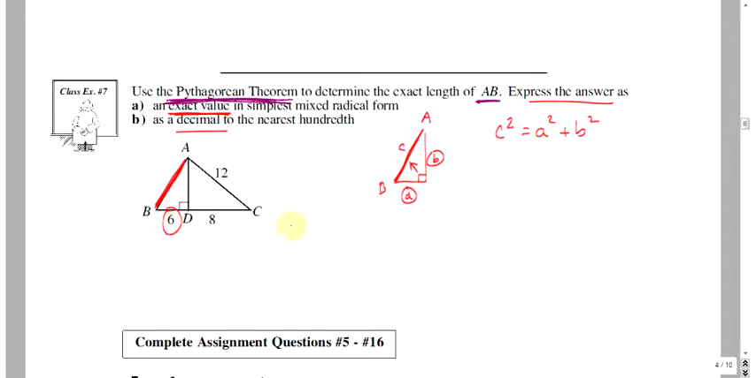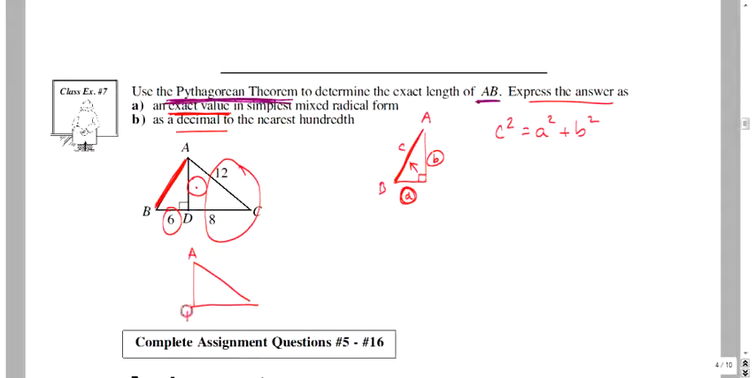I know little a is 6, but I don't know this one. But that's why we give us this other triangle, so I can figure out that one, and then use this one to figure out the length of AB. So we have to do Pythagoras twice here. All right? Welcome to grade 10. So let's look at this triangle first.